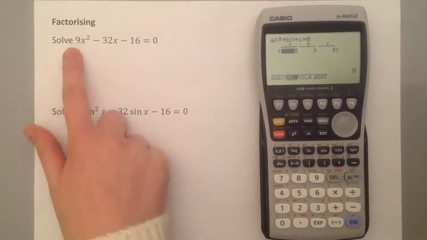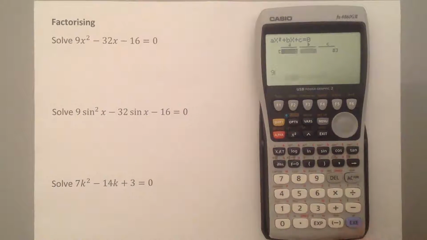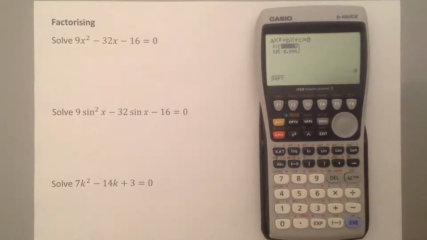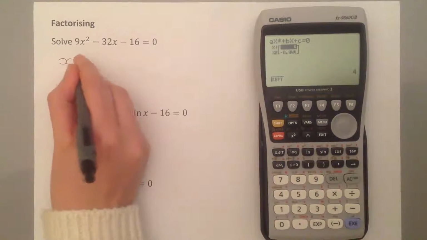So this first question I've got my A is 9, and then I press execute, my B is minus 32, and my C is minus 16. Once you've typed them in, you can either click F1 solve or click execute again, and it should give you your two solutions. So my first solution then is x equals 4.